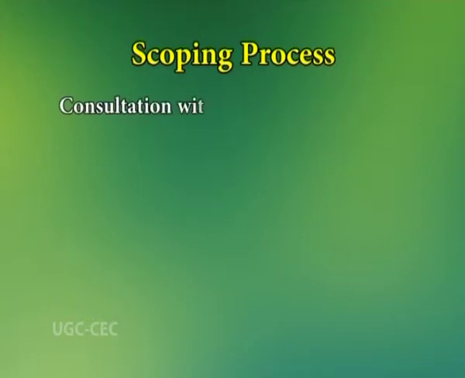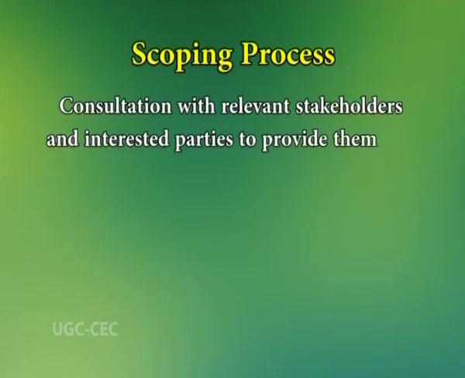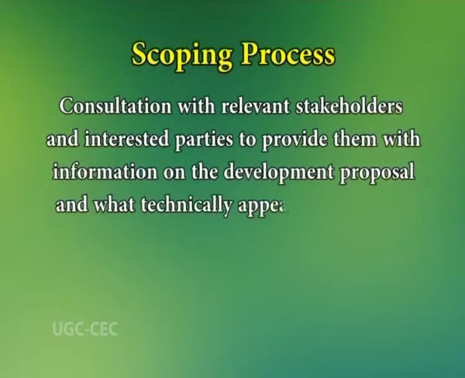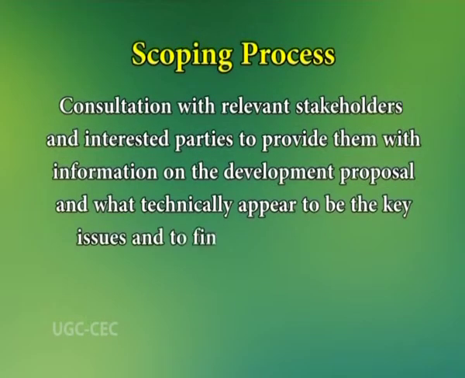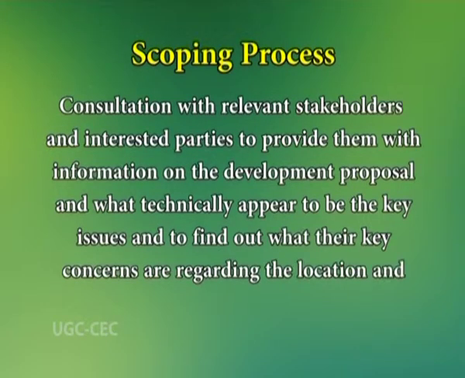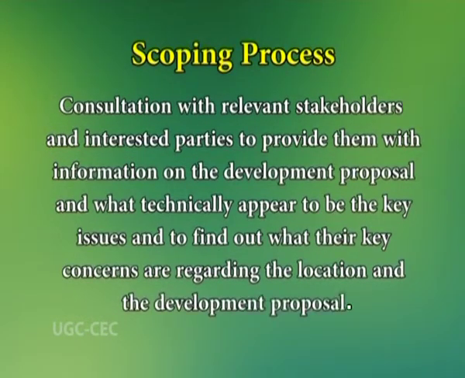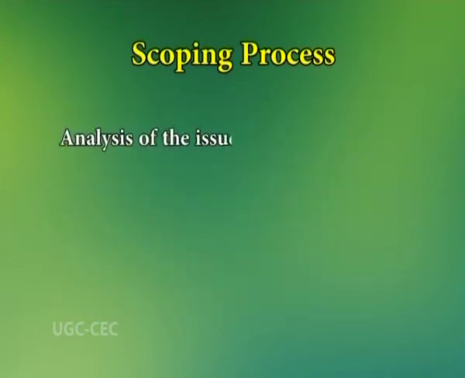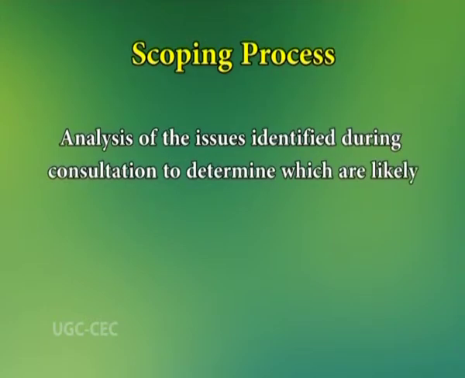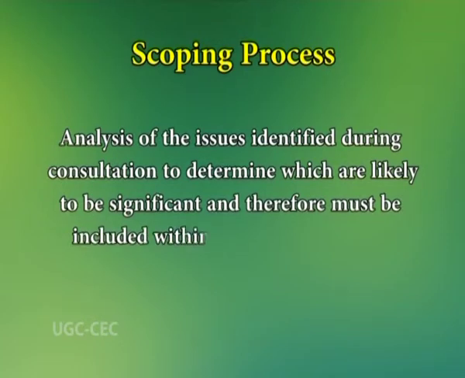Number 1. Consultation with relevant stakeholders and interested parties to provide them with information on the development proposal and what technically appear to be the key issues, and to find out what their key concerns are regarding the location and the development proposal. Number 2. Analysis of the issues identified during consultation to determine which are likely to be significant and therefore must be included within the scope of the EIA.